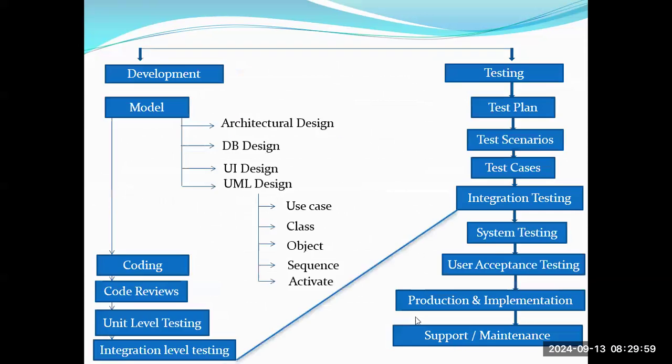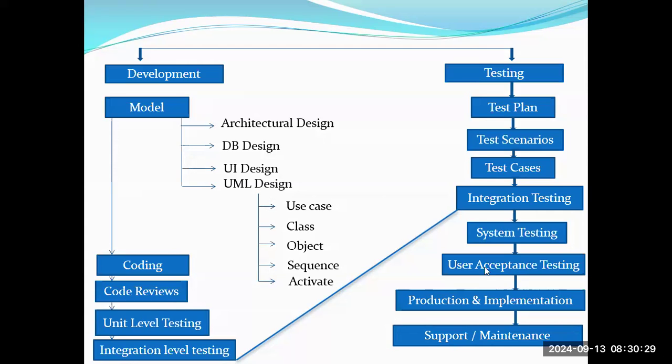Where are we? Oh, okay. So system testing is done. Then next is what? User acceptance testing. What is called user acceptance testing? The user acceptance testing is nothing but alpha testing and beta testing. We'll see in what phase we will do alpha testing and in what phase beta testing. And once it is done, then we'll go with production and implementation. And finally we'll go with support and maintenance.